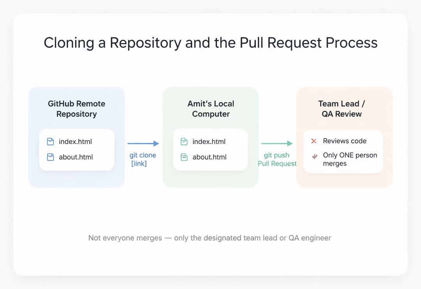When Amit first joins the project, he clones the remote repository using git clone, followed by the repository link. This downloads the entire project, including all existing files like index.html, onto his local machine. After he finishes his work on the About branch, he doesn't just merge it himself. In a real company, there's a designated person, usually a team lead or a quality assurance engineer, whose job is to review all code before it gets merged into the main branch. Amit sends what's called a pull request, which is essentially saying, my work is done, please review it and pull it into the main project. Not everyone on the team has merge permissions. That's an important discipline to understand.